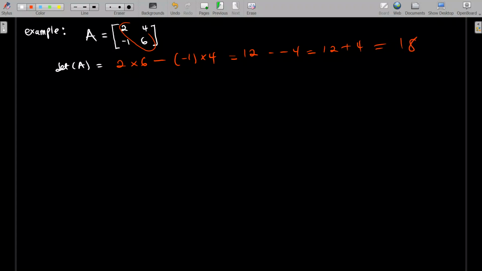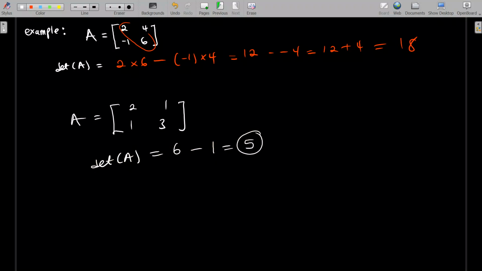Now, I can also pick another example here, which is the matrix A being given by 2 1 and then 1 3. With this, if I find the determinant of A, that's going to be 2 times 3, which is 6, minus 1 times 1, which is 1, and when you subtract these, you get 5. All right, so that's the quick introduction to the determinant of a matrix, and this is the definition for finding the determinant of a 2 by 2 matrix.